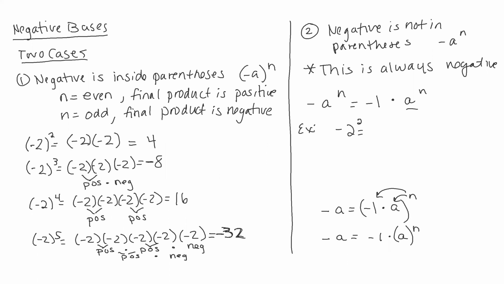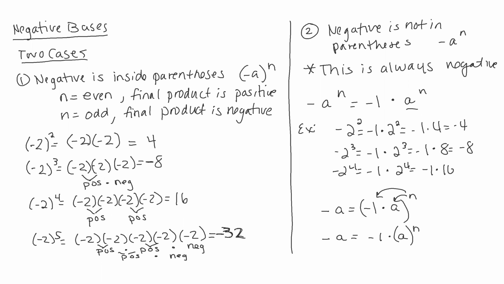-2 squared is like -1 times 2 squared, which is -1 times 4, or -4. -2 to the third is like -1 times 2 to the third, or -1 times 8, which is -8. -2 to the fourth is -1 times 2 to the fourth, which is like -1 times 16, or -16.